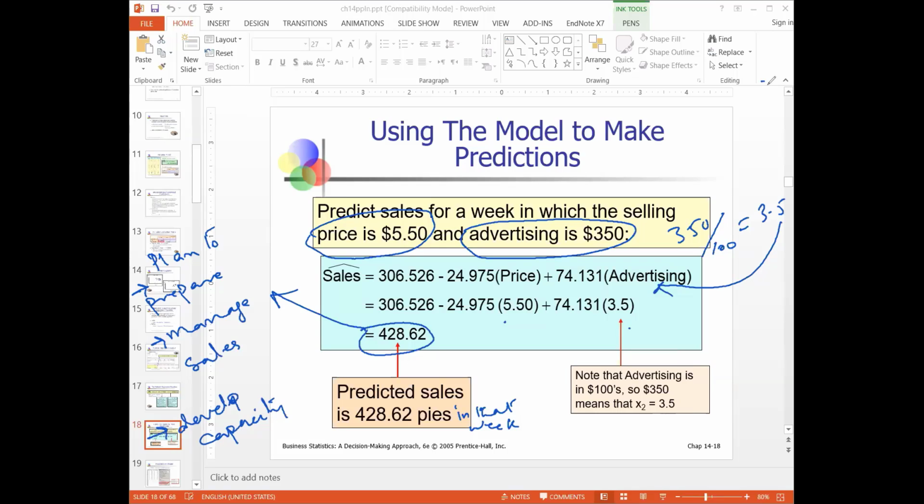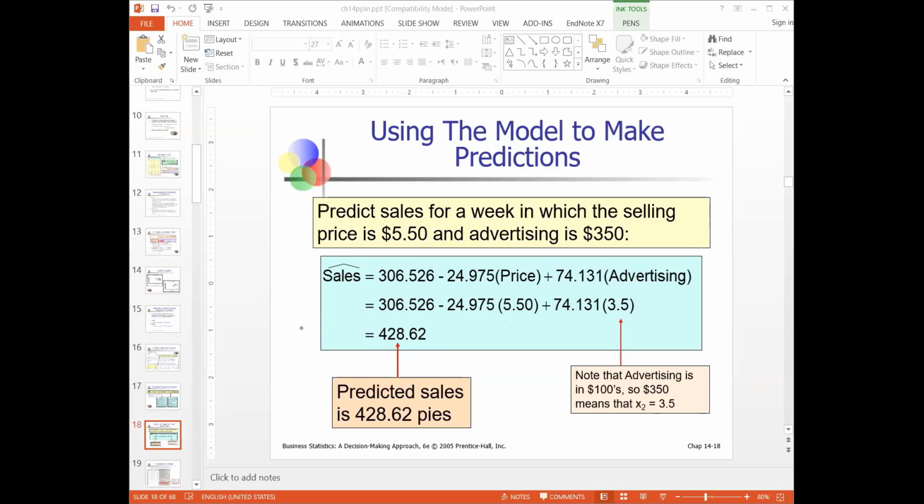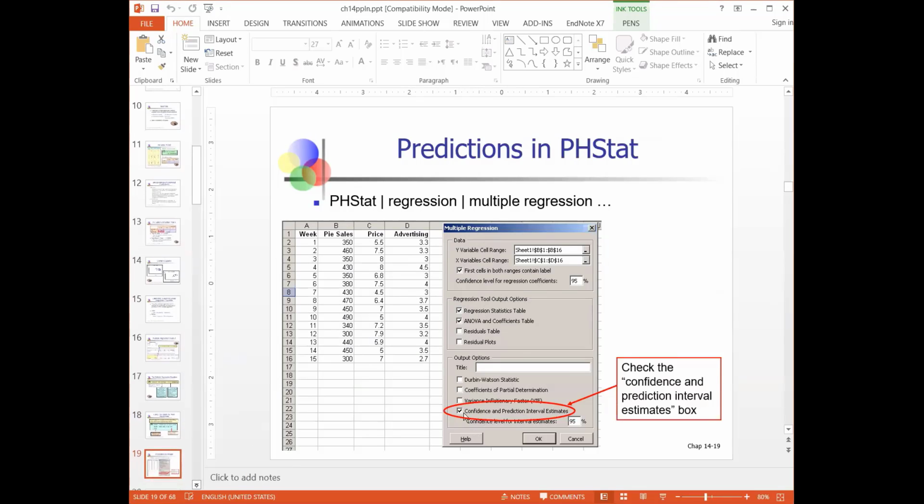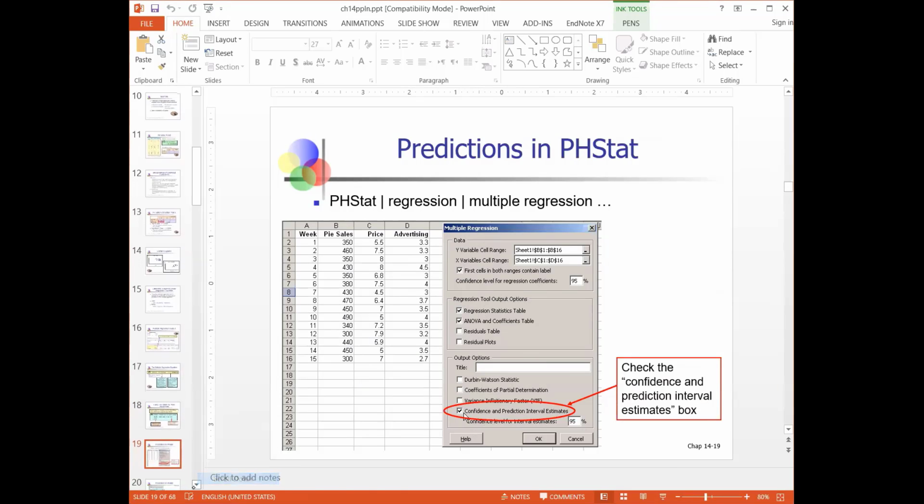Let me see what comes in the next slide. The same thing is done in PHStat. In regression, you can run the multiple regression, and you can also get the confidence intervals. We'll come back to the topic of confidence intervals later on.